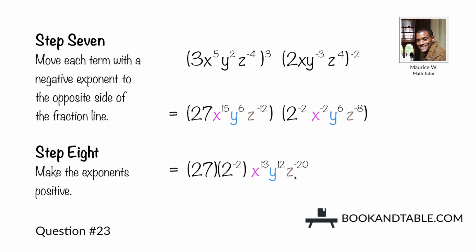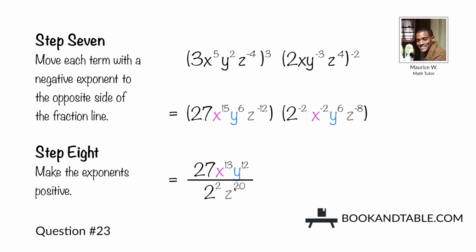We want to move each term with a negative exponent to the opposite side of the fraction line. In step 8, make the exponents positive. So we'll move z down to the denominator and 2 to the denominator. So the negative 2 and the negative 20 become positive. 2 squared is 4. So the final answer to question number 23 is 27 x to the 13th, y to the 12th, divided by 4 z to the 20th.